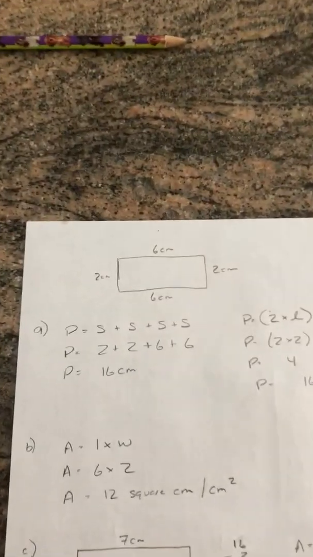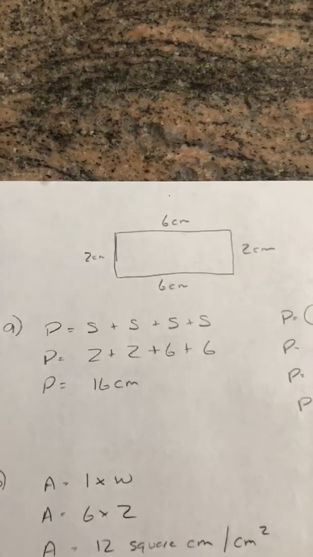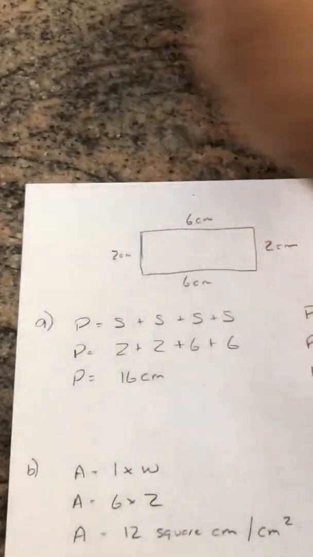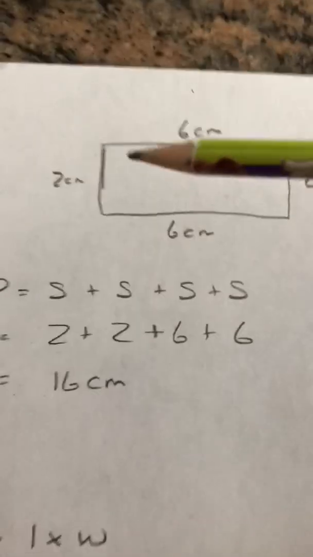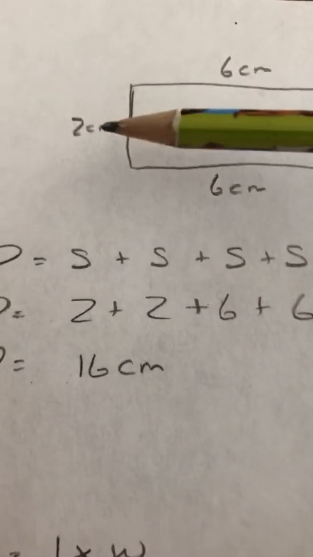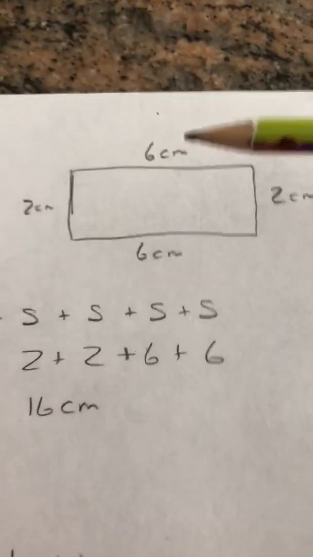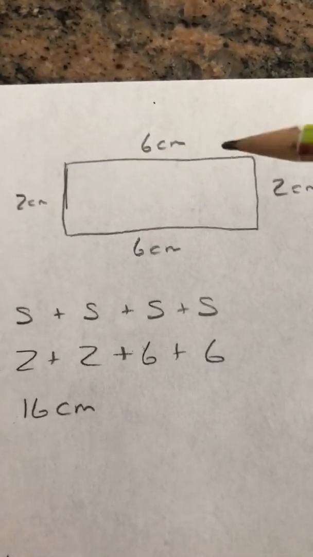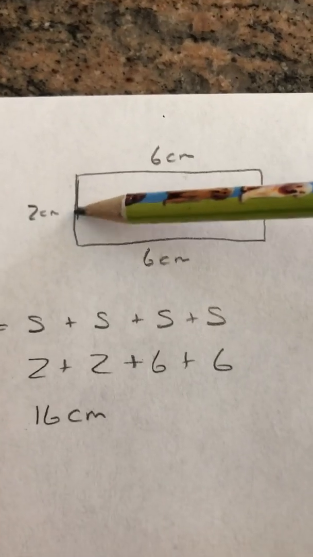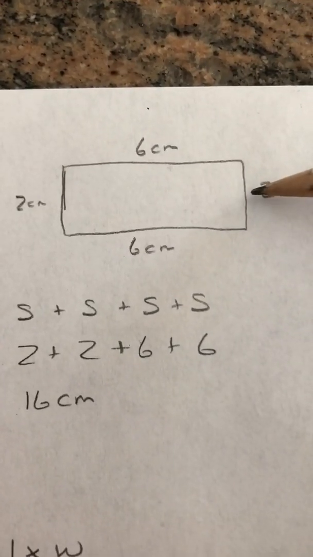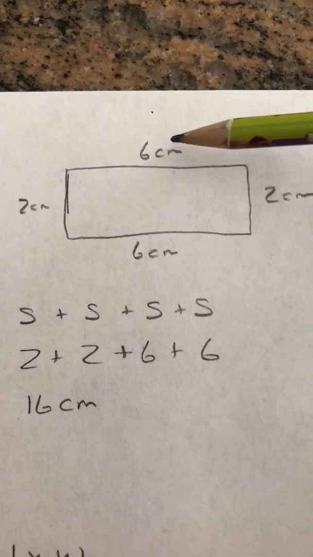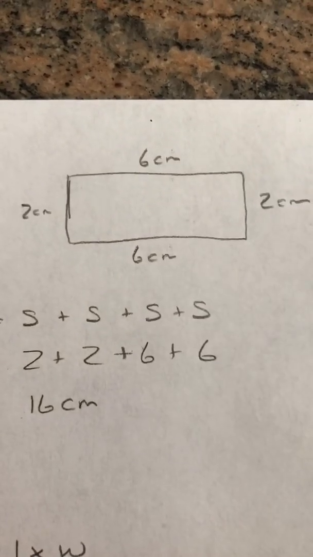So Part A wanted the perimeter of the rectangle. In order to get the perimeter, we first had to figure out what all the sides were worth. They gave us the left side, which was 2 centimeters, and the top, which was 6 centimeters. If we know our definition of a rectangle, we know that the opposite sides are congruent. So if this side is 2 centimeters, that side has to be 2 centimeters as well. And if the top is 6 centimeters, the bottom has to be 6 centimeters.